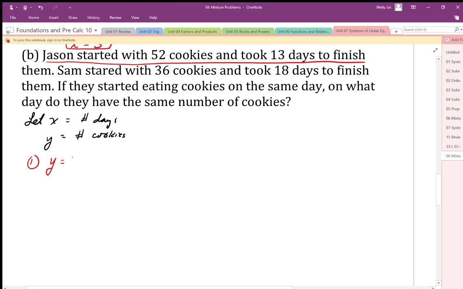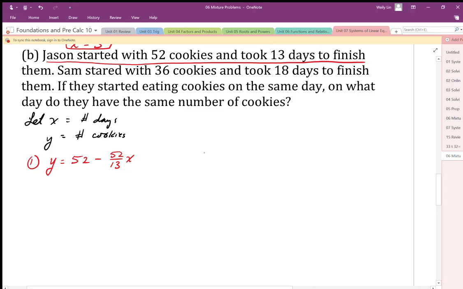And he's going to start with 52 cookies, and he's going to lose or eat. So the rate at which he finishes the cookies is going to be 52 cookies in 13 days. So that's my slope. Okay, or 4 cookies a day. And I'm going to multiply that by the number of days. And we can simplify that to 4 cookies a day. Some of you may have figured that out already, that he's going to eat 4 cookies a day.